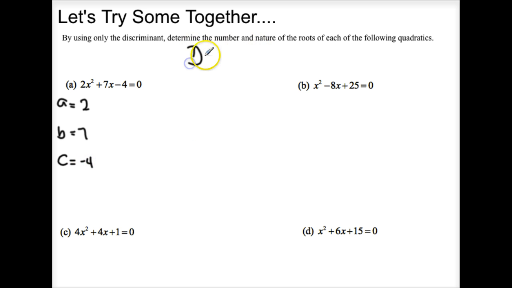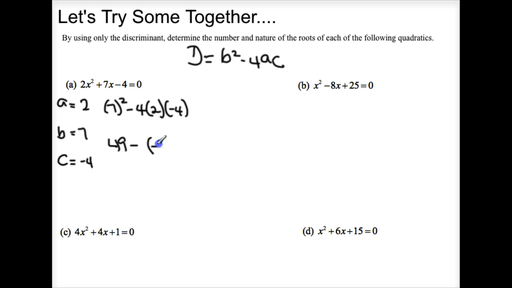And the discriminant I'm going to write up here is equal to what's under your radical sign, which is b squared minus 4ac. So it becomes 7 squared minus 4 times 2 times negative 4. This becomes 49 take away negative 32. This becomes 81. So my discriminant is 81. I know if I take the square root of 81, I will get 9. So that should automatically tell me I'm dealing with a case 1.